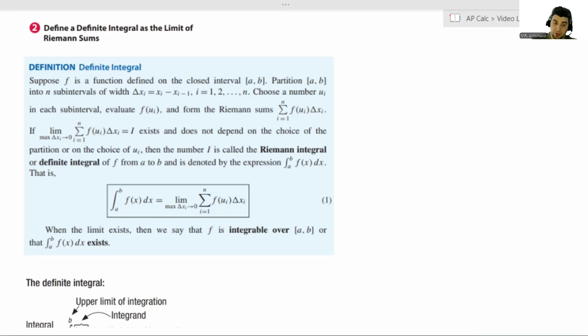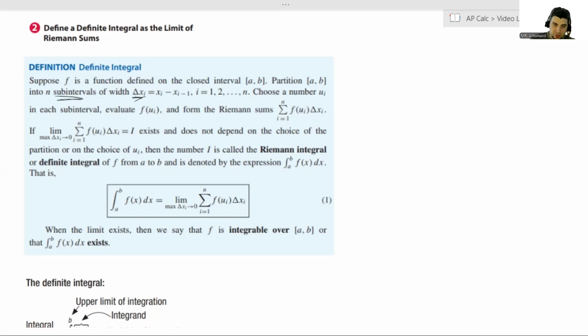Suppose f is a function defined on the closed interval a to b. We're going to divide the interval into n subintervals of width delta x sub i. So again, they don't have to necessarily be the same width. And we're going to choose a number u sub i within each subinterval. So you don't have to pick the left endpoint, the right endpoint, or the midpoint. You can pick any number within each of those different intervals.